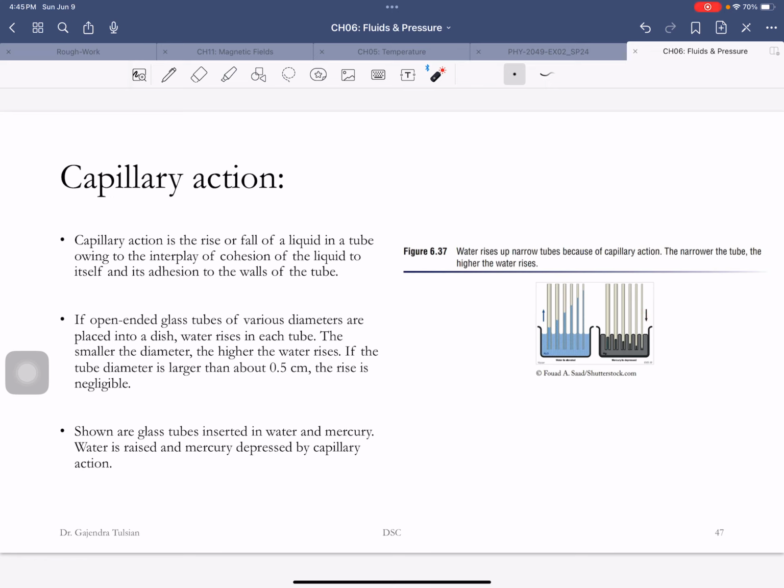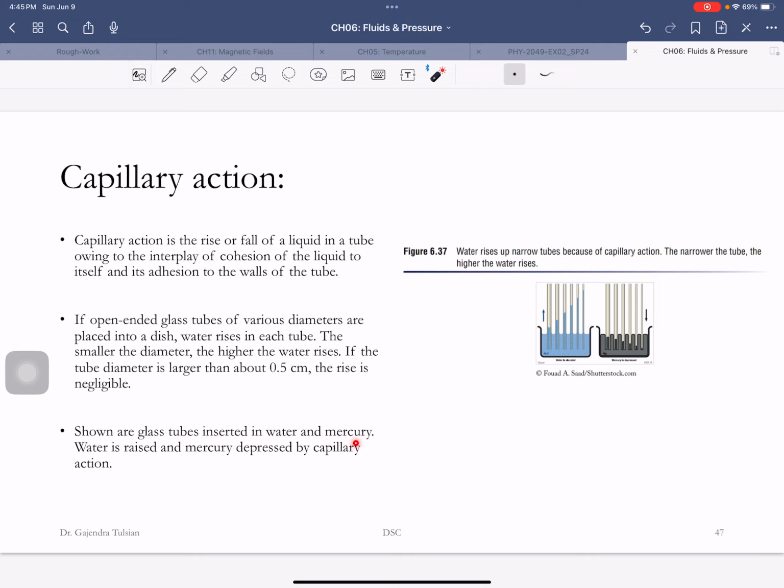Okay, so capillary action is the rise or fall of a liquid in a tube owing to the interplay of cohesion of the liquid to itself and its adhesion to the walls of the tube. So it's the interplay of those two forces. If the tube diameter is larger than 0.5 centimeters, the rise or the depression is negligible. So the smaller the diameter, the higher the water rises. The thinner the tube, the higher the water rises.